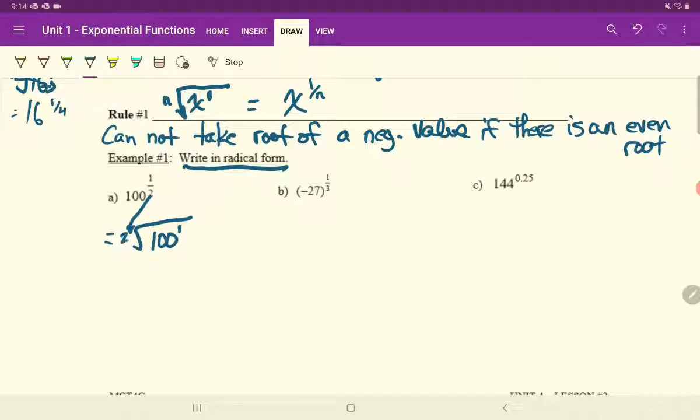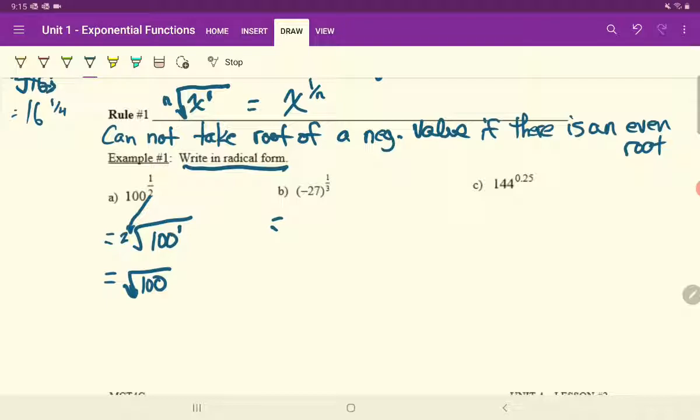It goes in that spot there. Now, do I have to write the 2 if I just put the root bracket? No. It's understood that it means square root. So if I wanted to finish this off, I don't even have to put the 1 there. I can just put square root of 100. Okay.